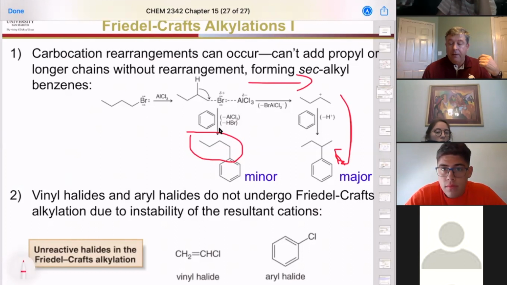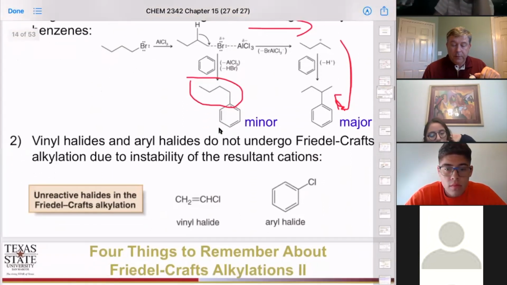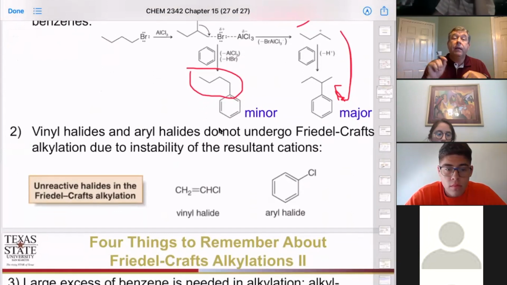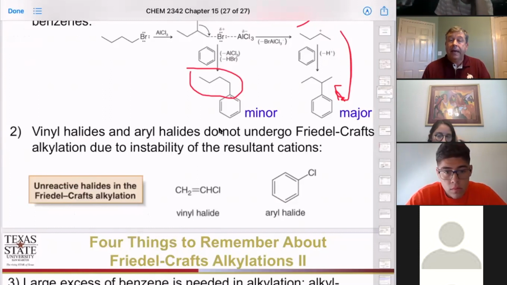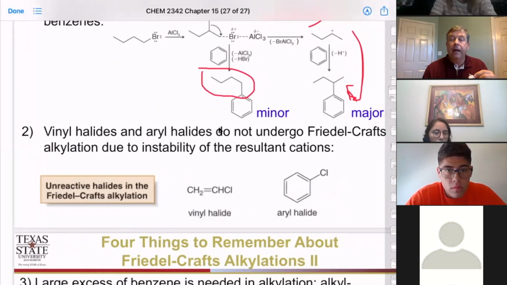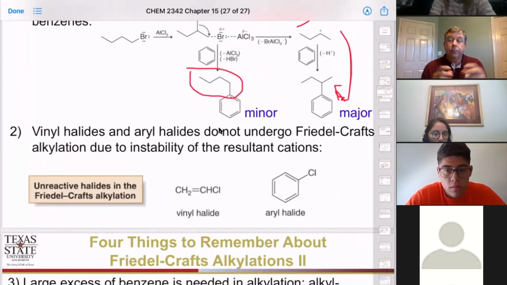Okay. Now, the second thing to know is that it works with sp3 carbons only. Okay, so which means if you had the vinyl halide or an aryl halide, these do not undergo the formation of the carbocation, so neither of these substrates can be used to attack benzene. So this means you cannot make styrene or vinyl benzene directly from a vinyl halide and benzene, and you cannot make 2 benzene rings stuck together using the Friedel-Crafts reaction. You have to use a different reaction for that.